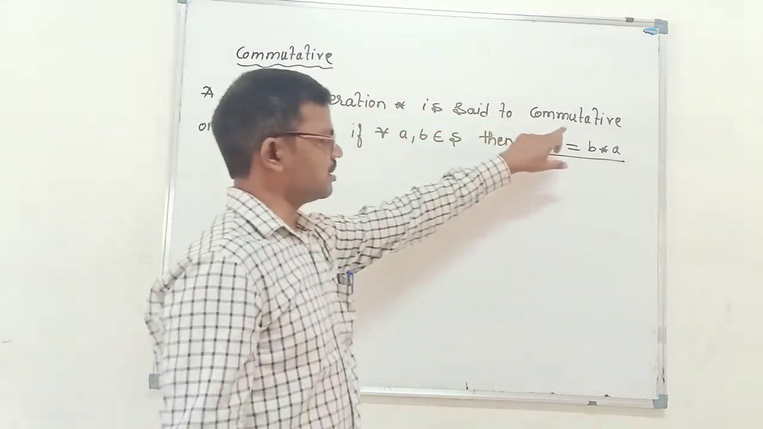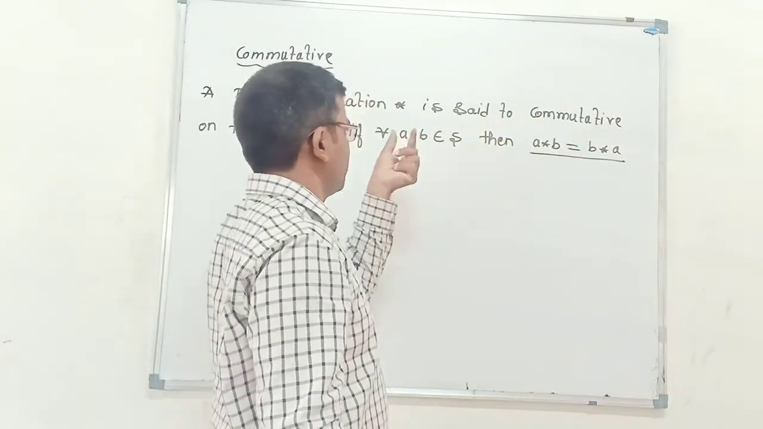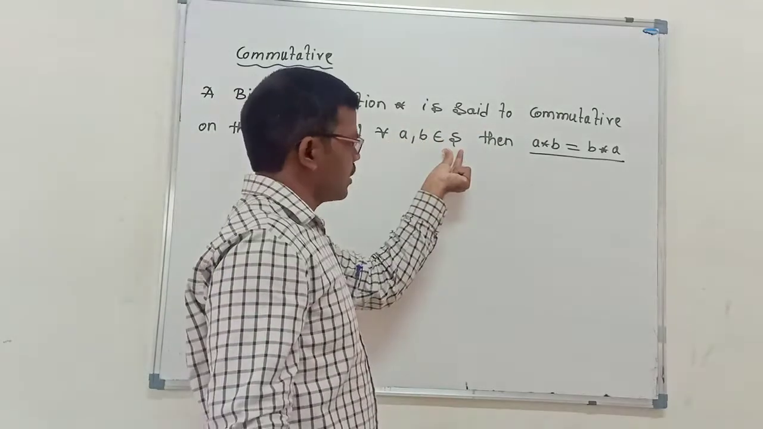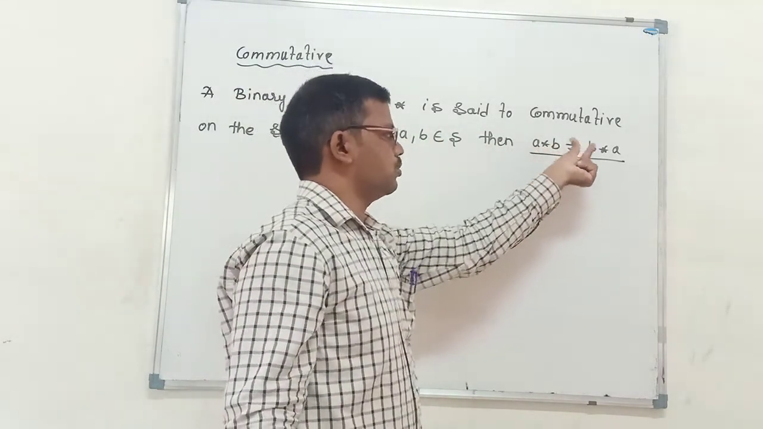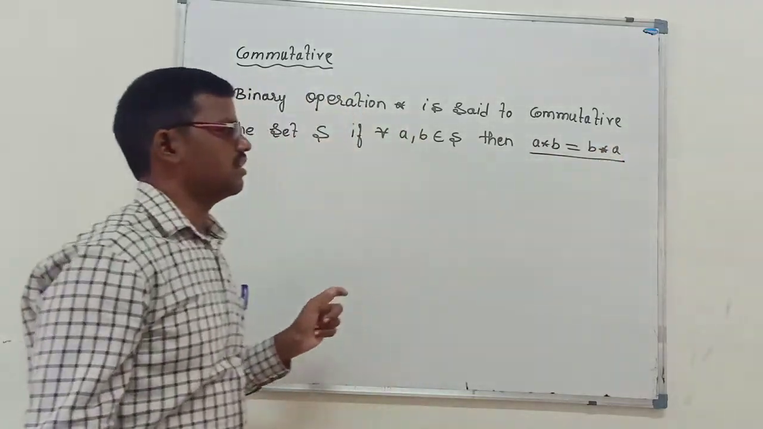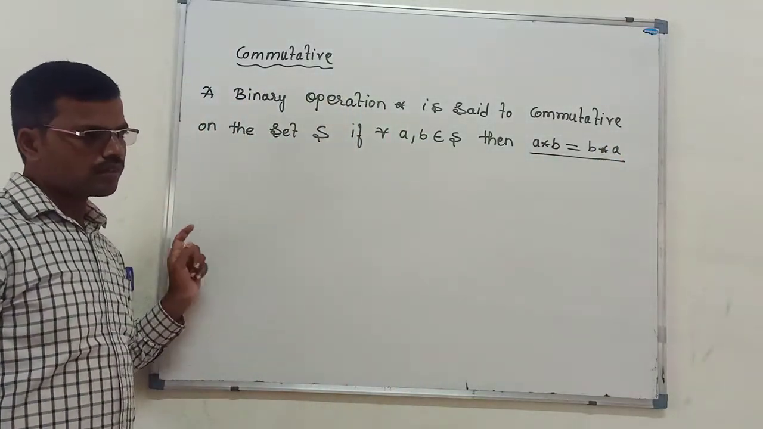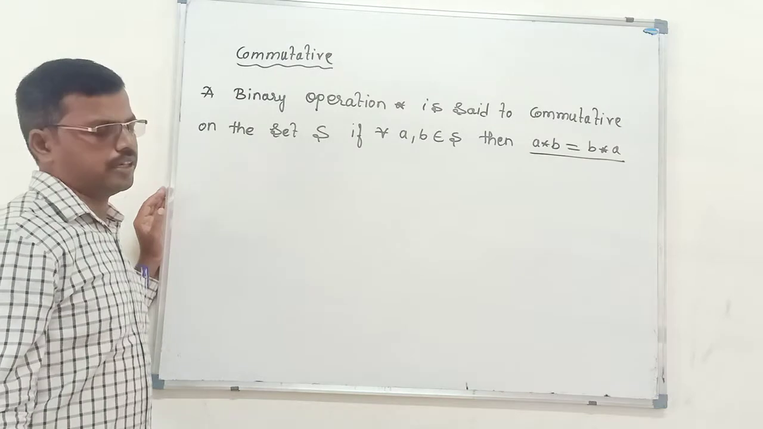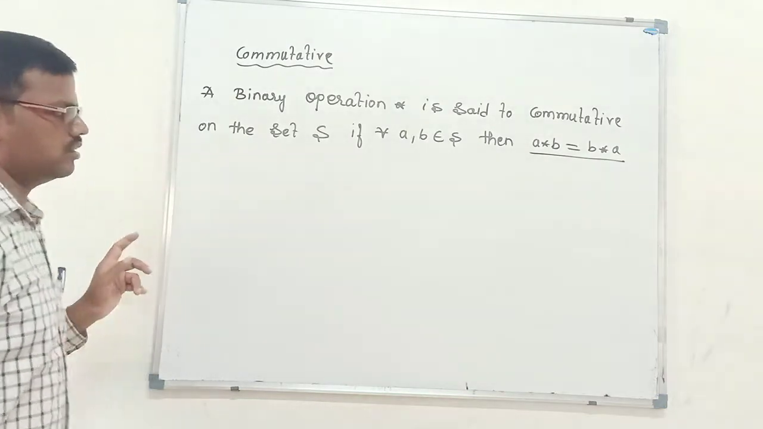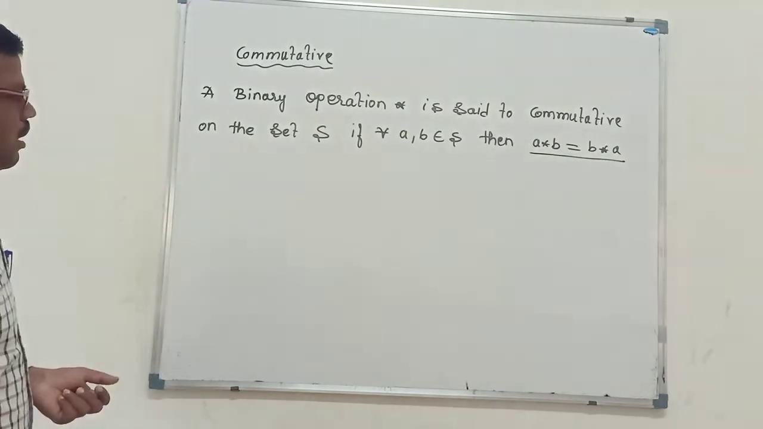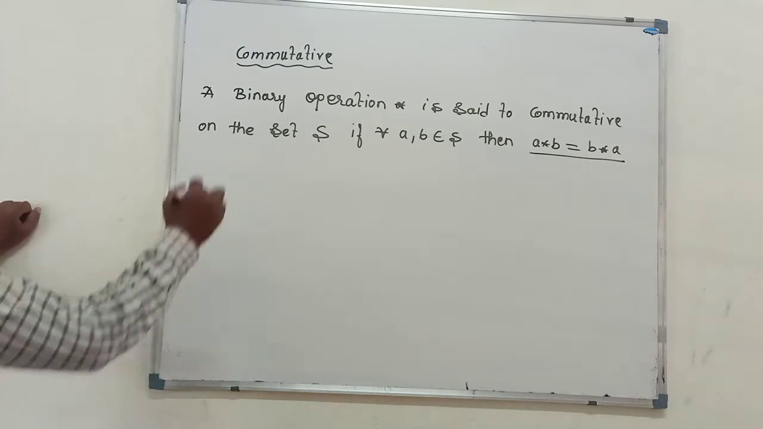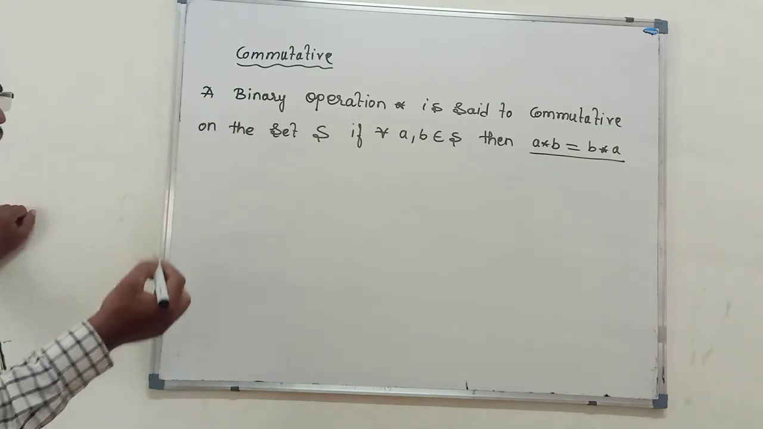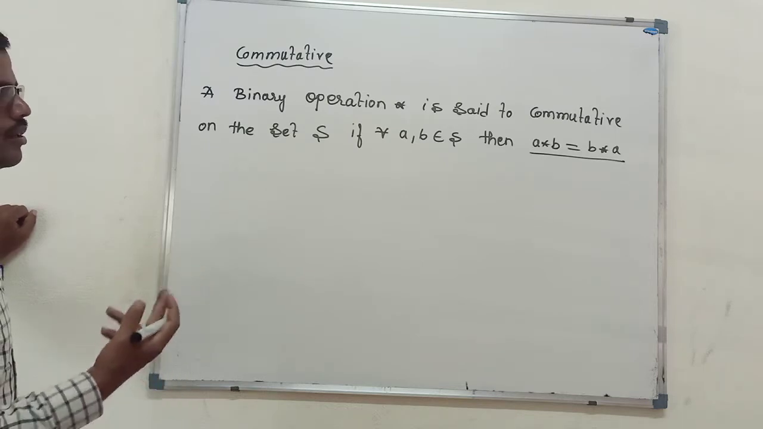Star is said to be commutative if we take any two elements of a given set, then operate those two elements, a star b equals b star a, then we say the star is commutative. Let me check with one example whether an operation becomes commutative or not.